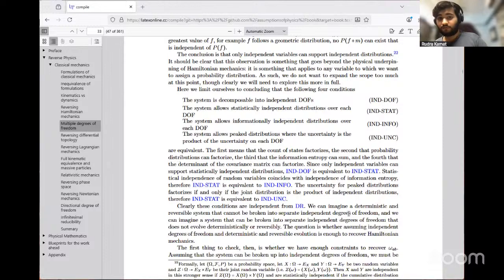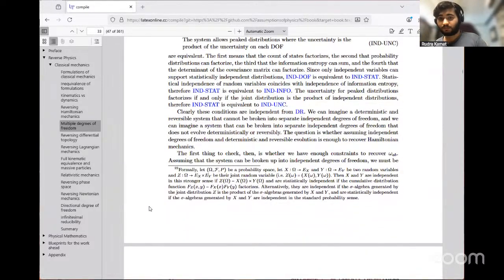Clearly, these conditions are independent from deterministic reversibility. We can imagine a deterministic and reversible system that cannot be broken into separate independent degrees of freedom. And we can imagine a system that can be broken into separate independent degrees of freedom that does not evolve deterministically or reversibly. The question is whether assuming independent degrees of freedom and deterministic and reversible evolution is enough to recover Hamiltonian mechanics.